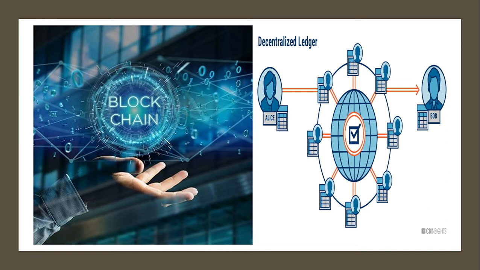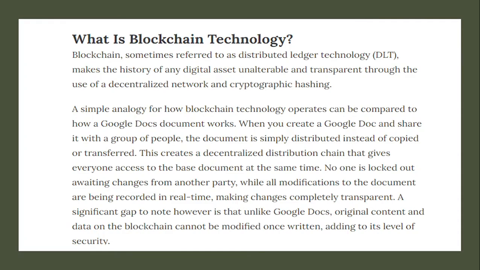I think almost every one of us has used this or heard about this in terms of Bitcoin. Bitcoin is one of the solutions which is provided on blockchain technology. Blockchain is a decentralized ledger. What is blockchain technology? Blockchain, sometimes referred to as a distributed ledger technology, makes the history of any digital asset unalterable and transparent through the use of decentralized network and cryptographic hashing.